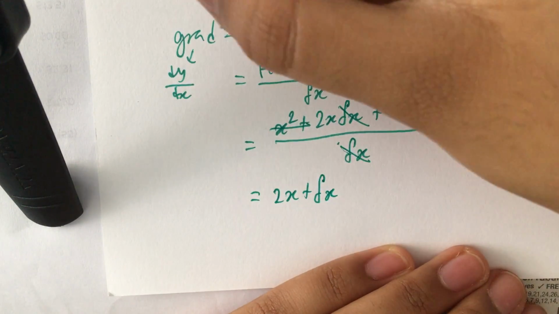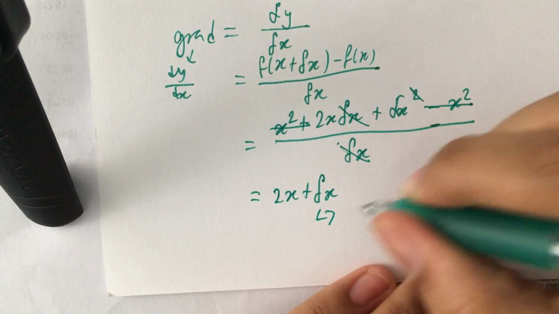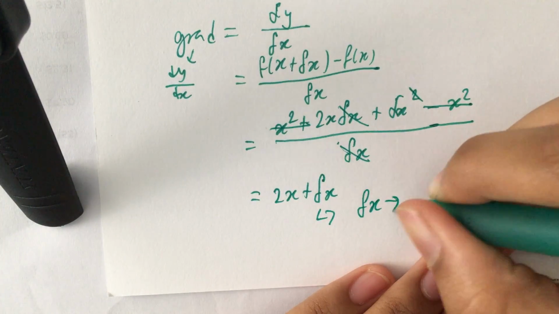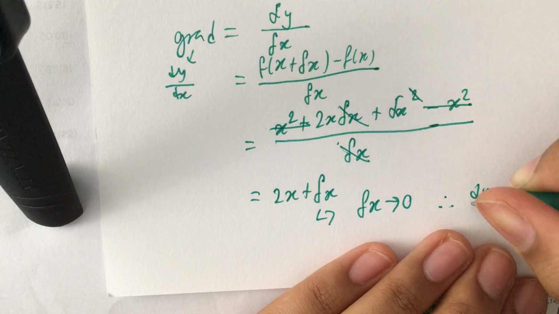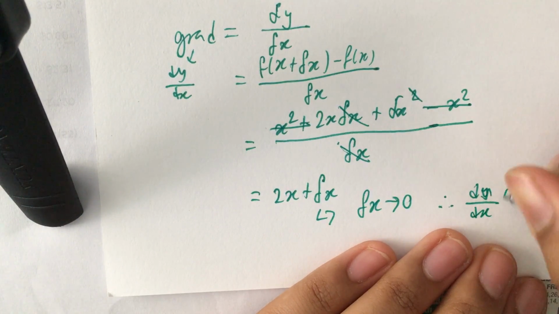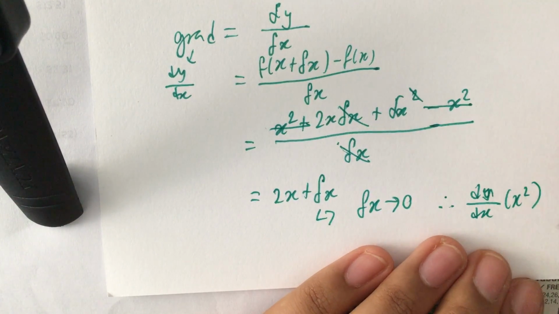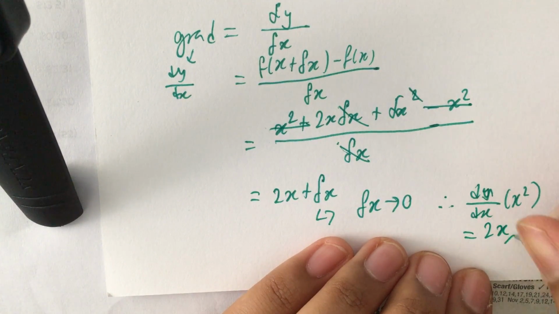Well, bringing delta x to 0, because that's the point, right? You're not supposed to have 2 points, you're only supposed to have 1 point. So if you make delta x tend towards 0, you will get your answer as 2x, and that is the differentiation of x squared. How brilliant.